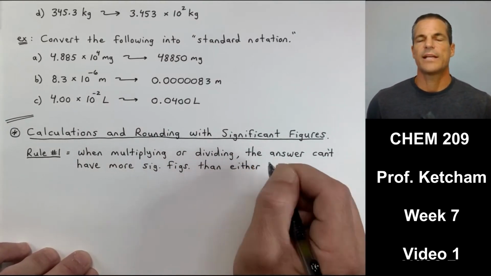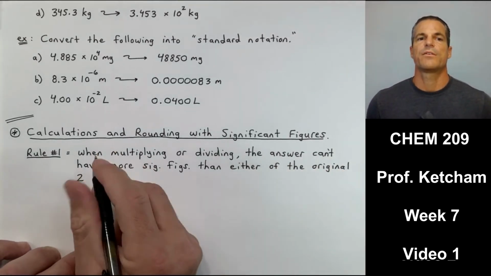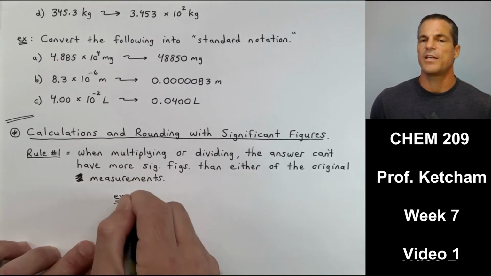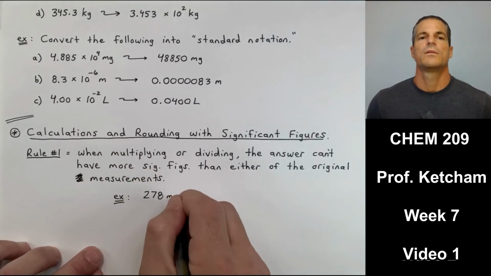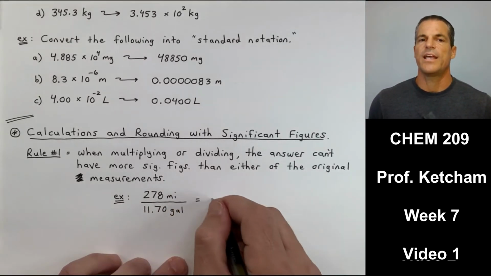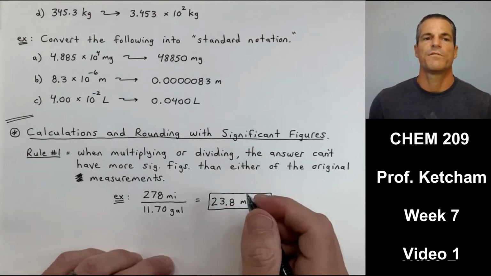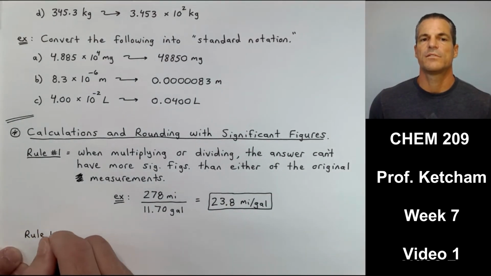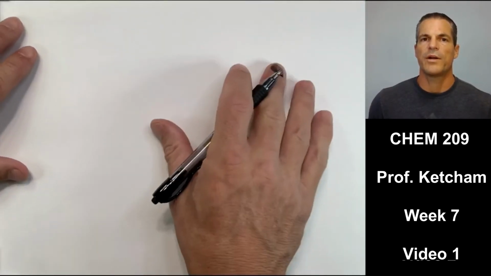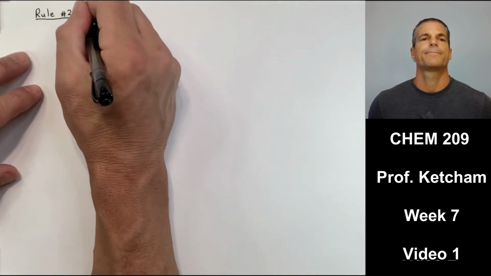All right, next topic, calculations and rounding with significant figures. We got 2 rules here, very similar rules. The first rule is for multiplication and division. Rule number 1, and we use this rule the most. When multiplying or dividing, the answer can't have more significant figures than either of the original measurements. So for the example, 278 divided by 11.70, well, the numerator had 3 sig figs, so that's why the answer was reported in 3 sig figs.